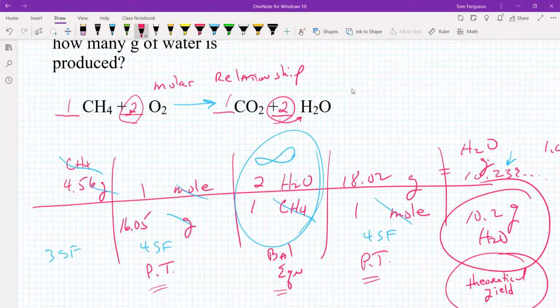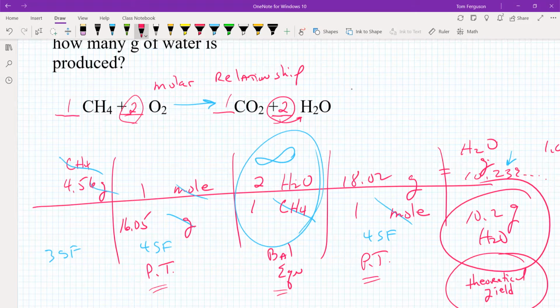Theoretical means, in reality, actual yield is going to probably be different. 99.999% of the time, it's lower. Theoretical yield is everything goes perfectly, and you know how life is. We get 10.2. Now, next week I'm going to talk about percent yield. Say we did this lab when we weighed the water and we end up with 9 grams. So we go 9 over 10.2, convert that to percent, and that would be the percent yield.